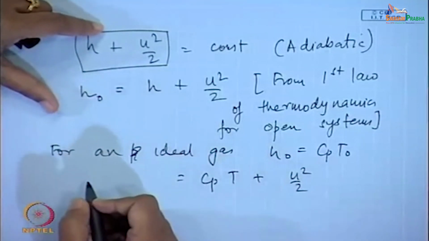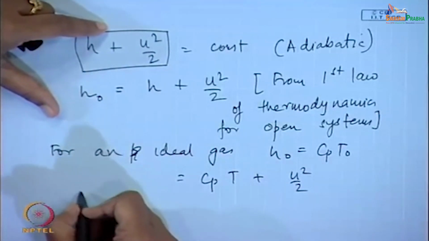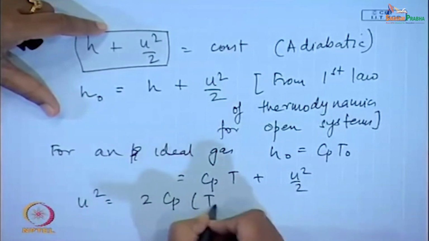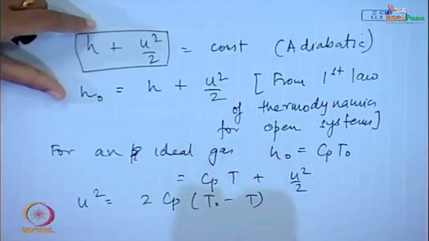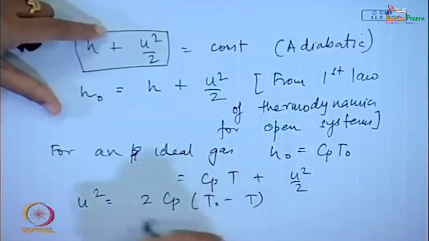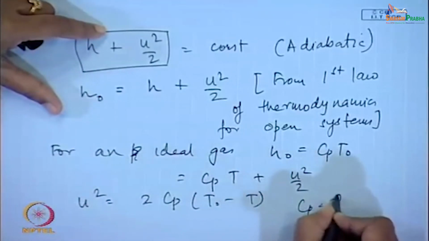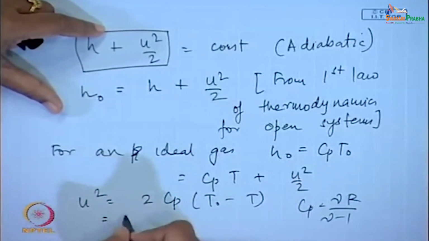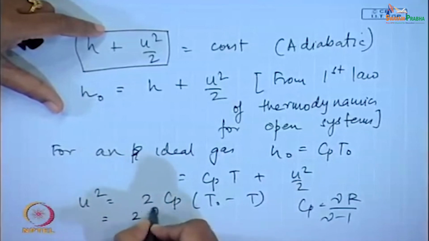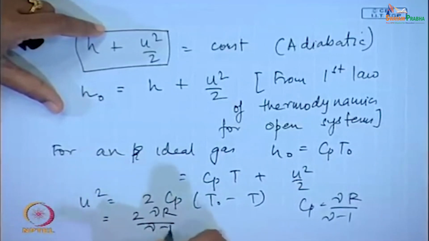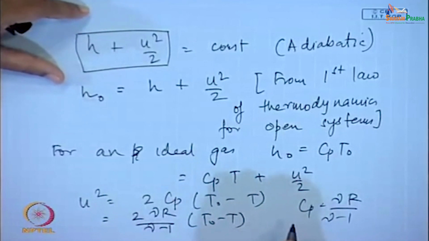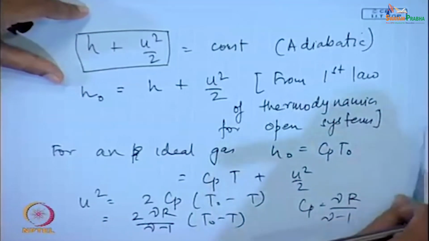Or in other words, we can write down u square equal to 2 Cp (T0 minus T). Agreed? We know what Cp is: gamma R by gamma minus 1. Therefore, this u square can be written as 2 gamma R by gamma minus 1 times (T0 minus T). Yes or no? Okay.